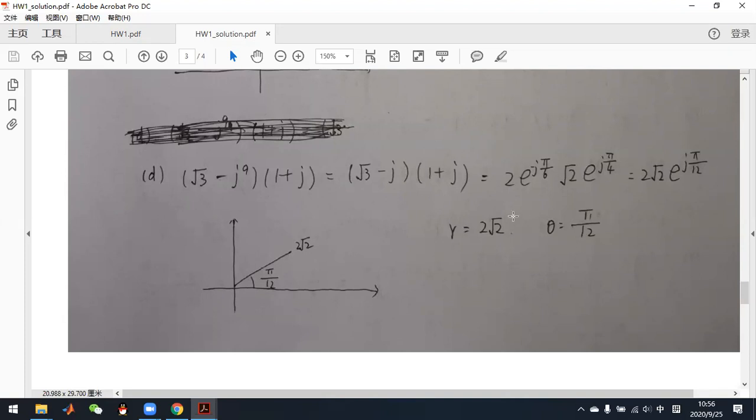I think if you want to solve this problem in the rectangular form, you need to find the tangent value of pi over 12. I think you need to know the tangent of pi over 12.